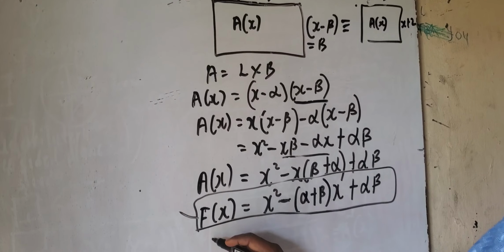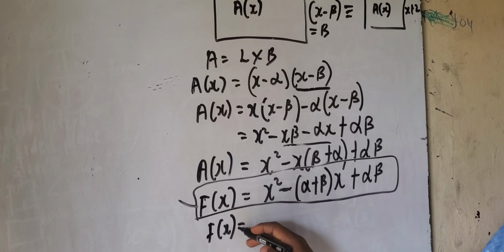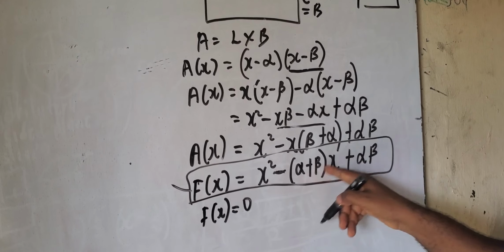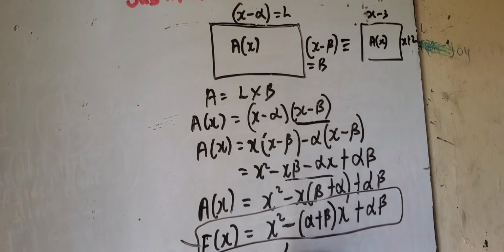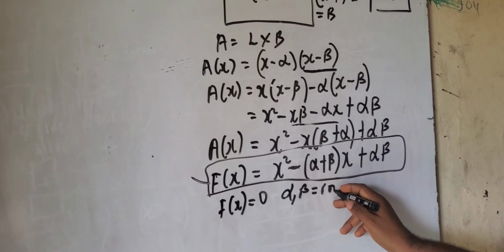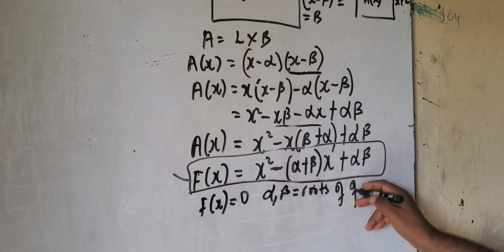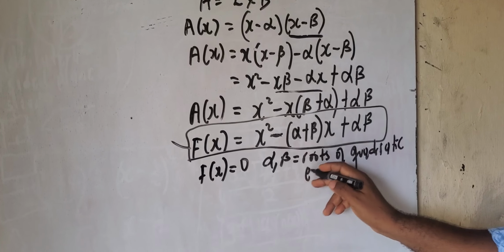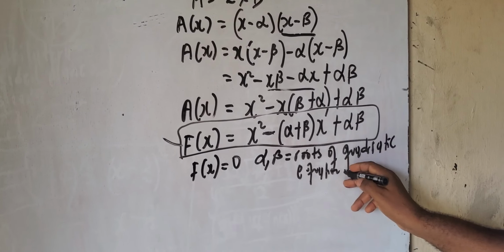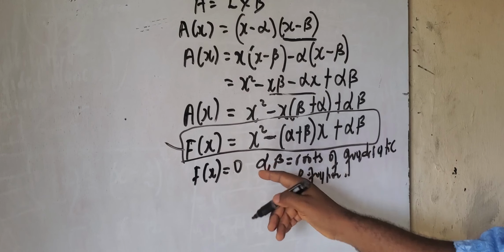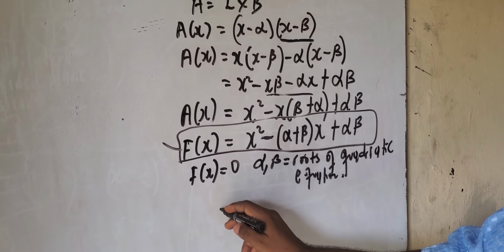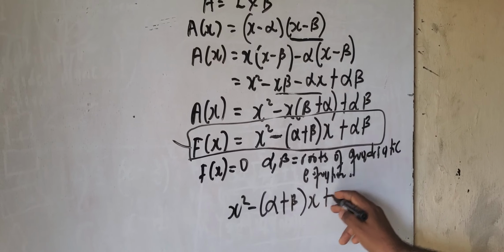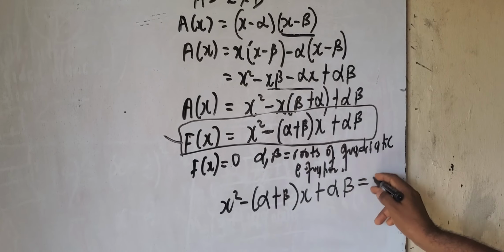Now, what I want to do now is this. When this f of x becomes 0, then this alpha, beta, these constants that we started with, are called roots of quadratic equation. So take note of this now. Let me rewrite. When f of x is equal to 0, this will become x squared minus alpha plus beta x plus alpha beta is equal to 0.